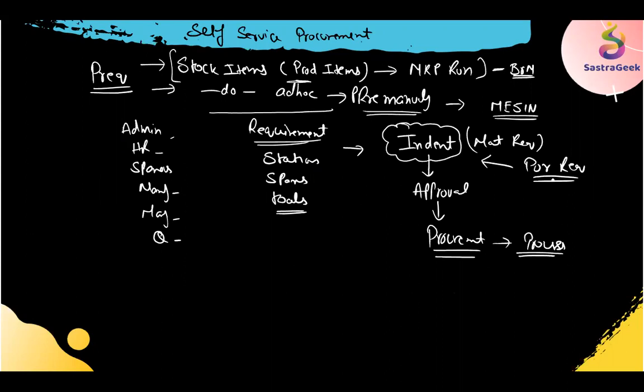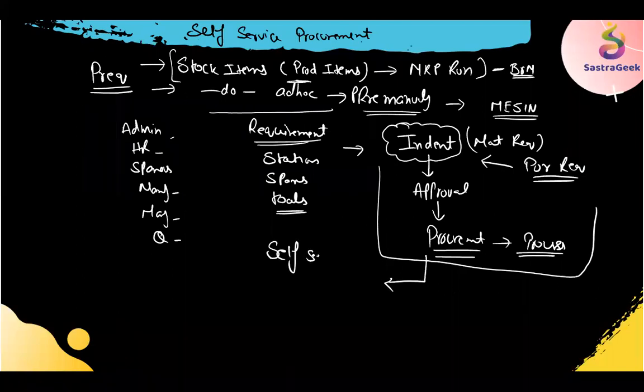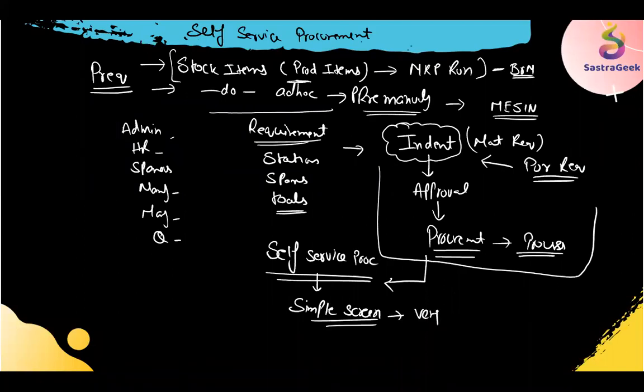So SAP came up with a process to simplify this, specifically to be used for such requests, called self-service procurement. In self-service procurement, there would be a very simple screen with very few field options.